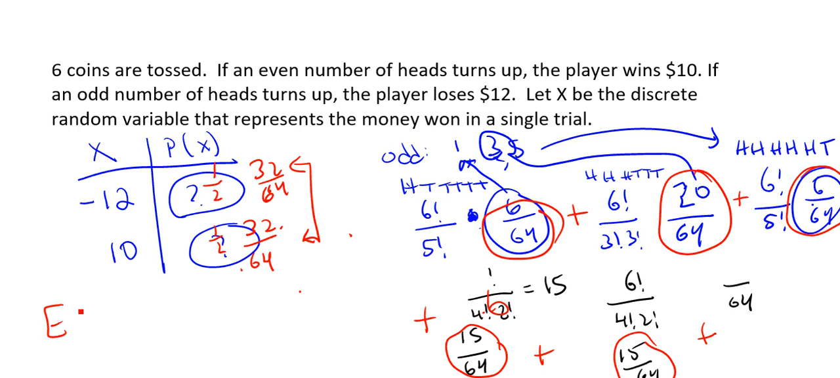To get the expected value of X, I need to take negative 12 times a half and add that to 10 times a half. So that's negative 6 plus 5. So you expect to lose $1 every time you play. And of course, that's just on average. And of course, don't gamble.